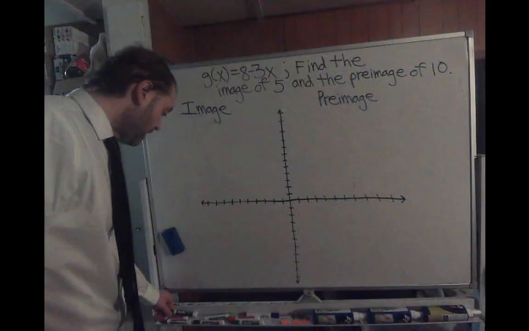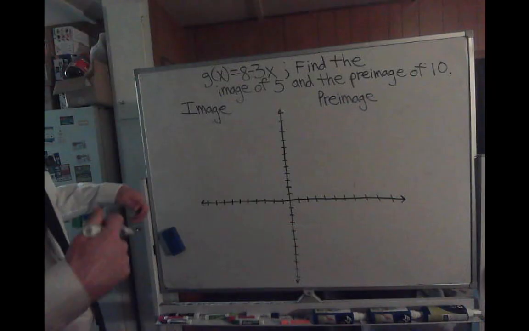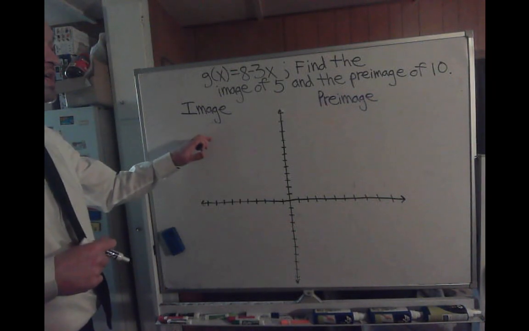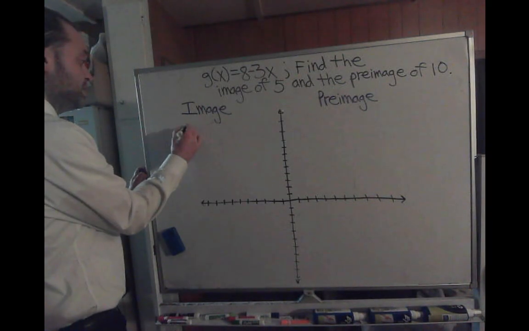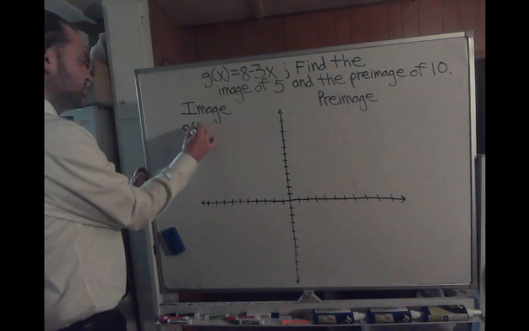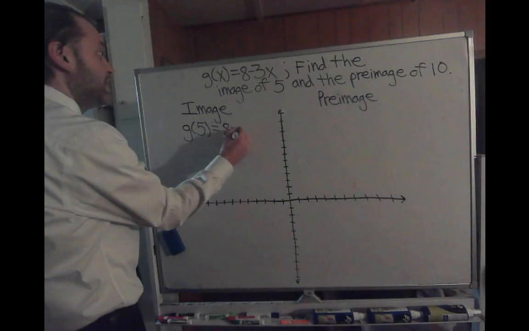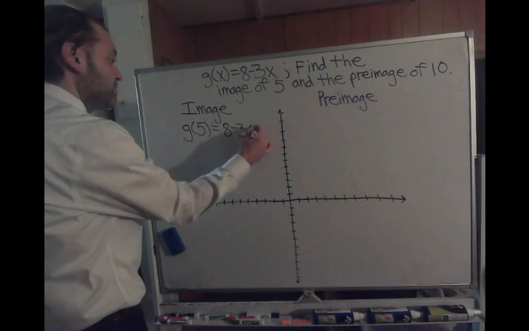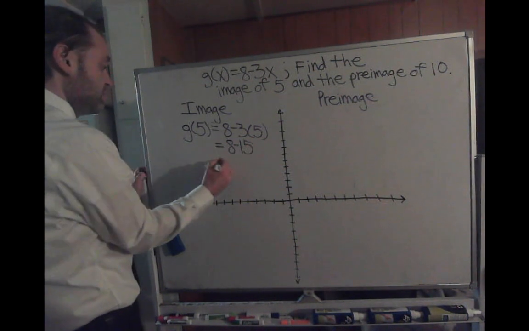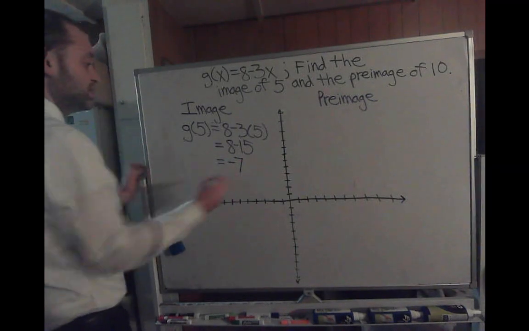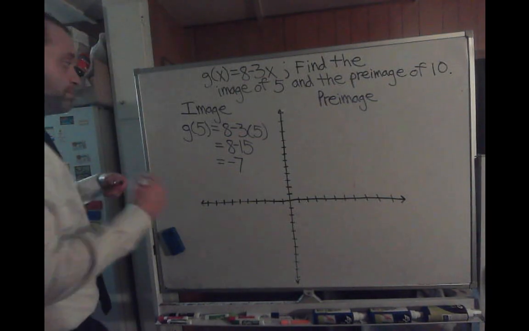So let's go ahead here and let's find the image. Again, to find the image, you'll take the value of your image, put it into your function. So this would be g of 5, since 5 is the value of the image. That would, of course, equal 8 minus 3 times 5, which would give you 8 minus 15, which would give you negative 7. So the value of the image of 5 would be negative 7. That's your image.